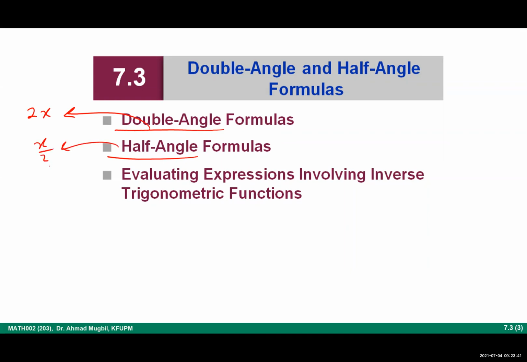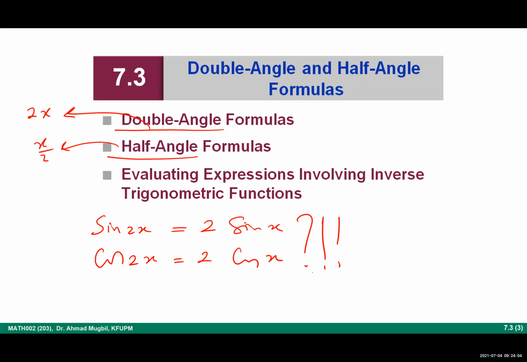Okay. So let me ask you this question. Is sine 2x, this is sine of the double of the angle, so the angle here is the double, is it equal to sine x? What do you think? The same question for cosine. No, they are not, of course. You can check by using any angle, Shabab. So this is not correct.